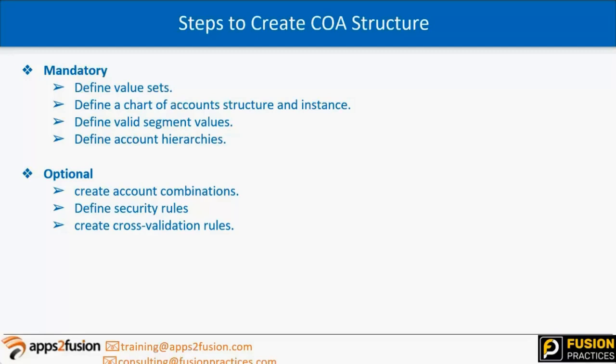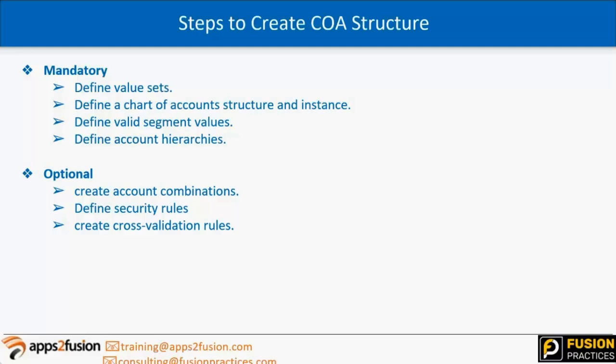Now you have to define value sets. That's a mandatory step to define your chart of accounts and your ledgers. You need to have your accounting structure instances in place. Valid segment values should be there. Account hierarchies are optional. It's not mandatory from a system standpoint, but for reporting, obviously every business needs hierarchies, so you can optionally define them. Now optionally create accounting combinations, and optionally create security rules and cross validation rules.